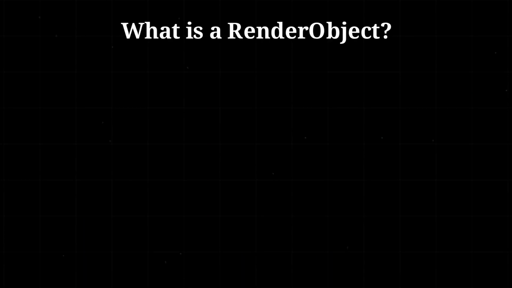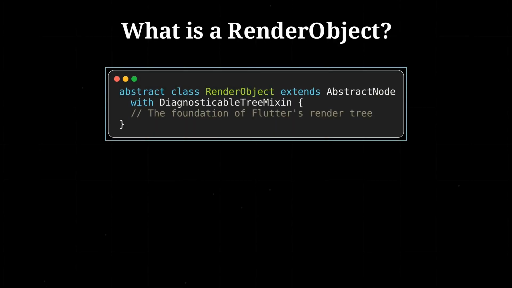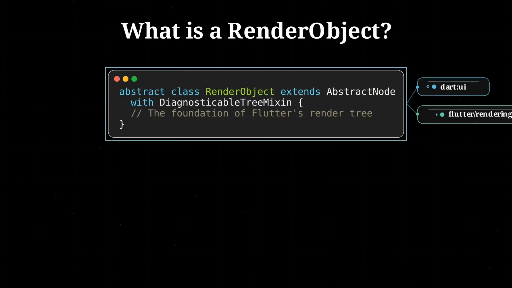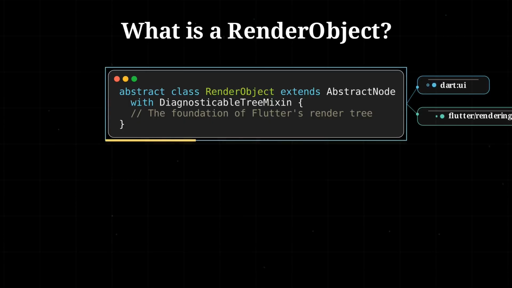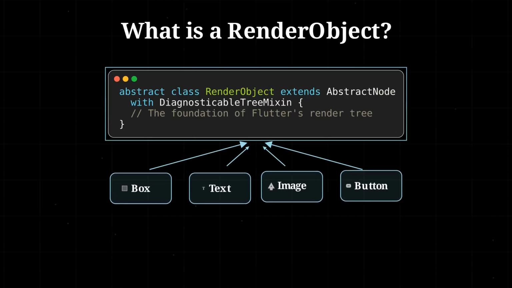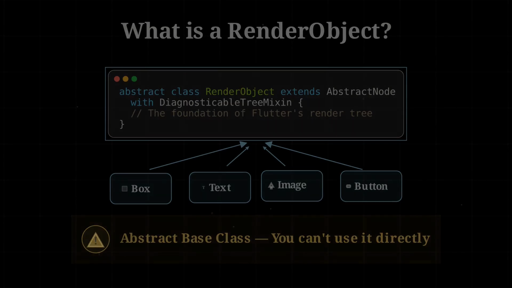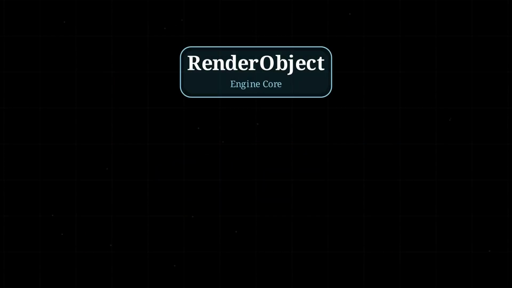So what exactly is a render object? RenderObject is an abstract base class in Flutter's rendering engine. It lives in the Dart UI and Flutter rendering packages. It is the foundation of the entire render tree. Every visual element you see in a Flutter app, every box, every text, every image, every button, is ultimately handled by some class that extends RenderObject. Now, RenderObject itself is abstract, meaning you can't use it directly. But it defines a contract, a set of responsibilities that every render object must fulfill. And those responsibilities are exactly three.